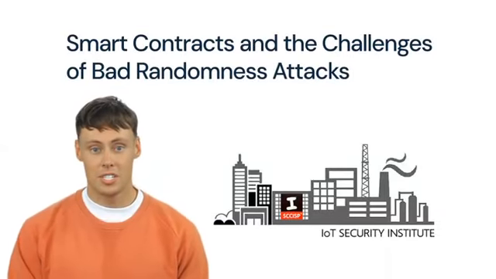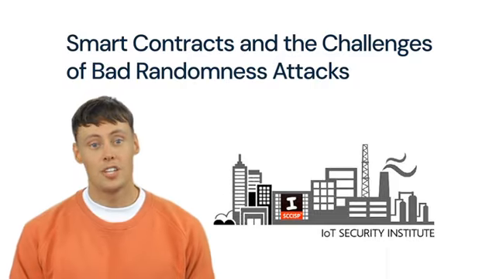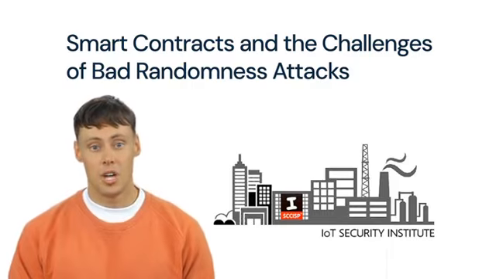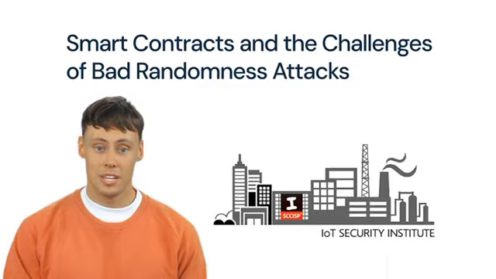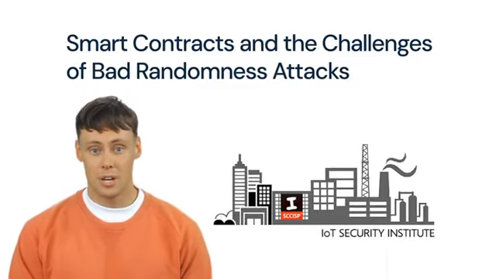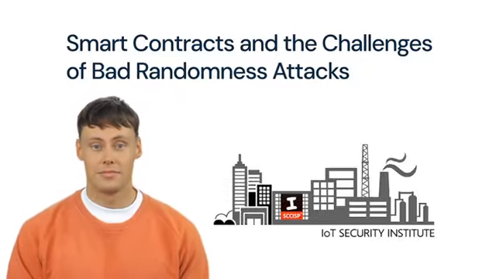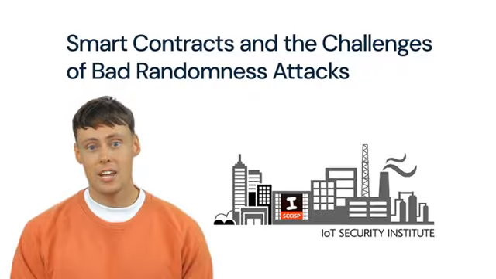Smart contracts and the challenges of bad randomness attacks. Smart contracts on blockchain platforms are self-executing contracts with the terms directly written into lines of code. While they offer numerous benefits in terms of trust, transparency, and efficiency, they also introduce unique security challenges. One such challenge is the bad randomness attack.